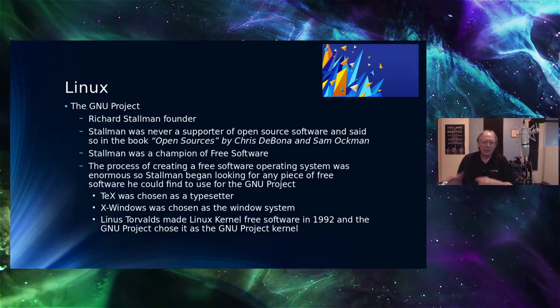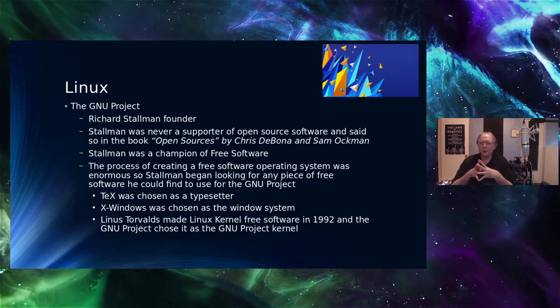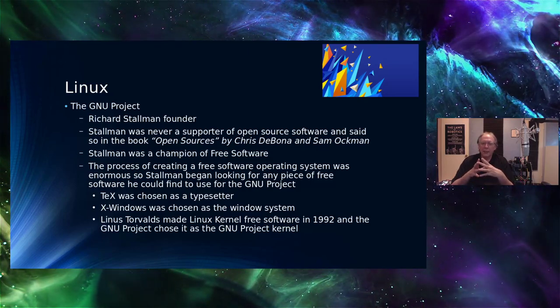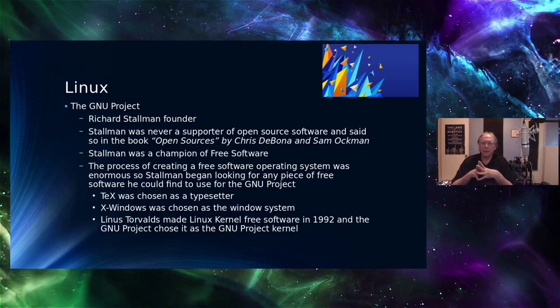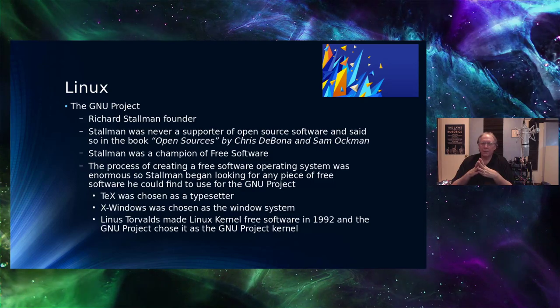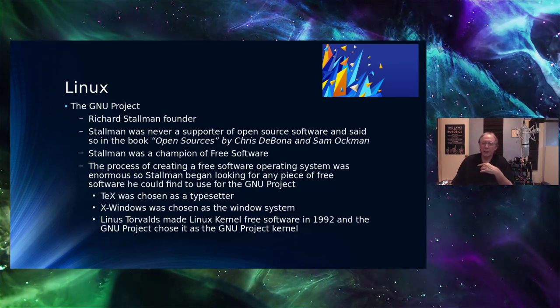So TeX was chosen as the typesetter. X Windows was chosen as the windowing system. And Linus Torvalds made the Linux kernel available as free software in 1992. So that was incorporated into the GNU project, and it was chosen as the GNU project kernel. And so that's where everything was born.